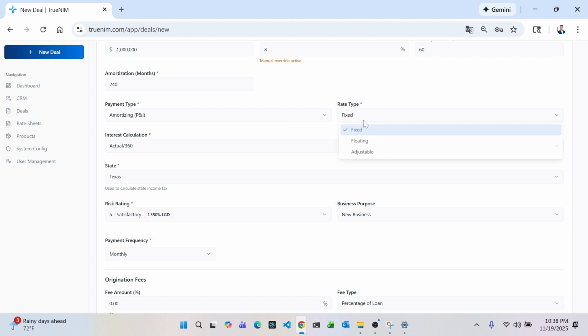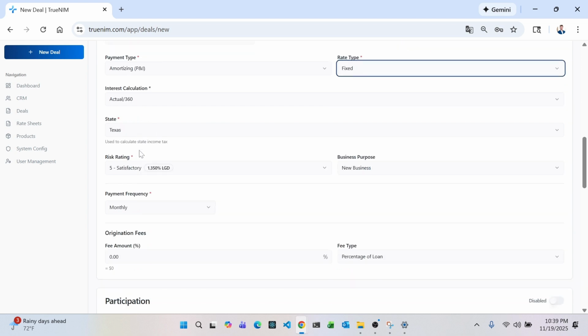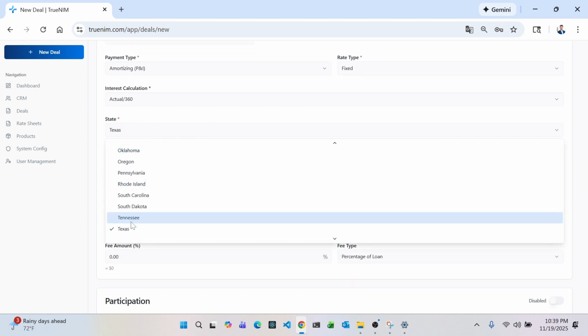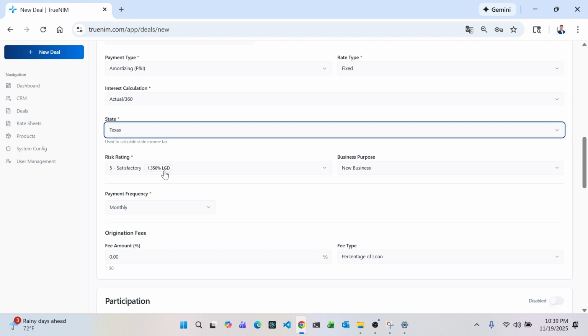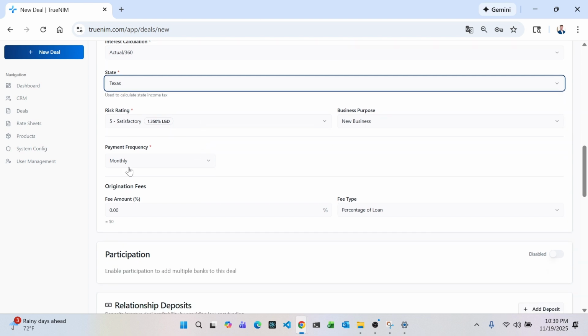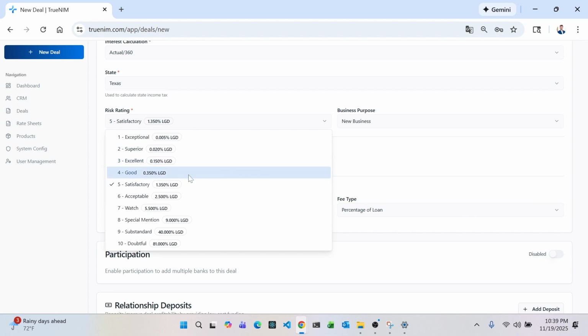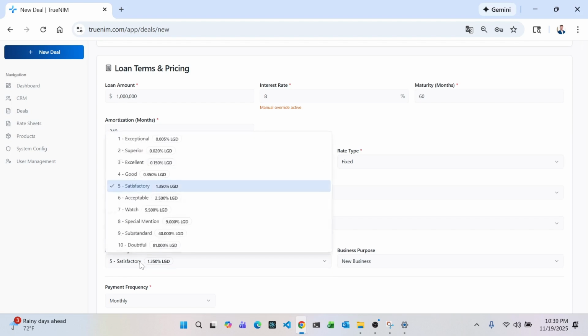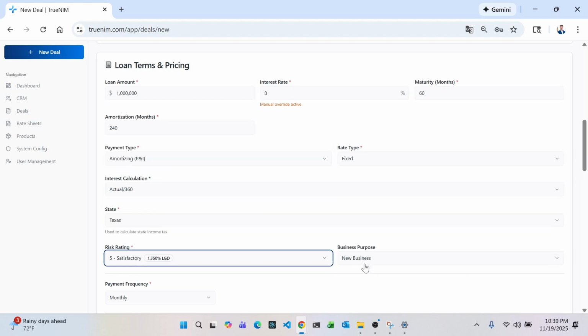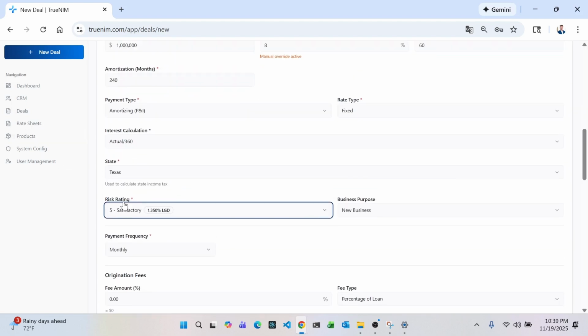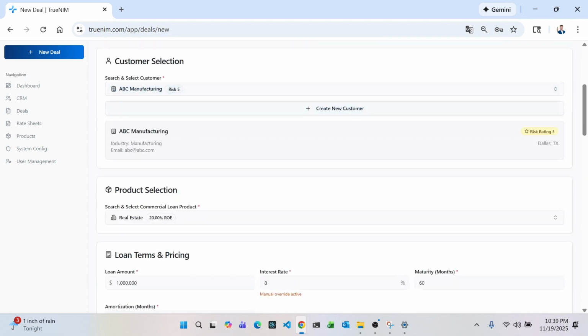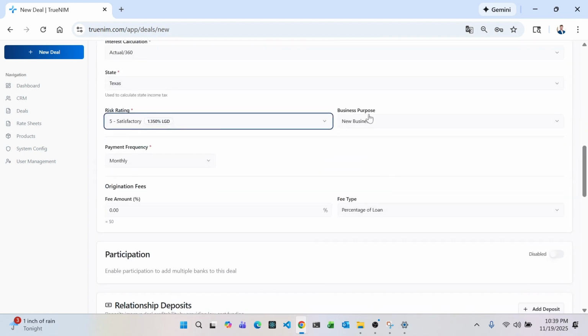So you have your payment type, you can select what your rate type is going to be: floating, fixed, adjustable, your interest calculation, and your state, because this is going to be important for your taxes associated with this credit. Your risk rating can be overridden. Let's say there are guarantors backing this specific person. You can improve the risk rating right here. I'm going to keep it at 5 for now, but it is pulling from what the customer's risk rating was. And then you have business purpose.